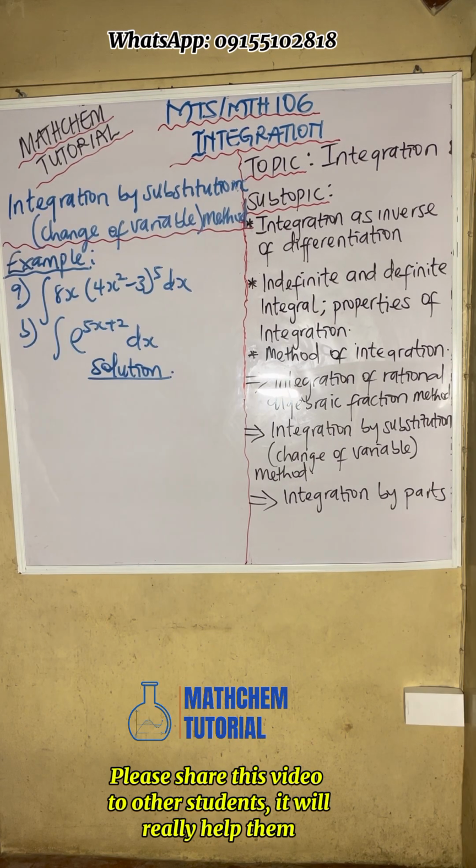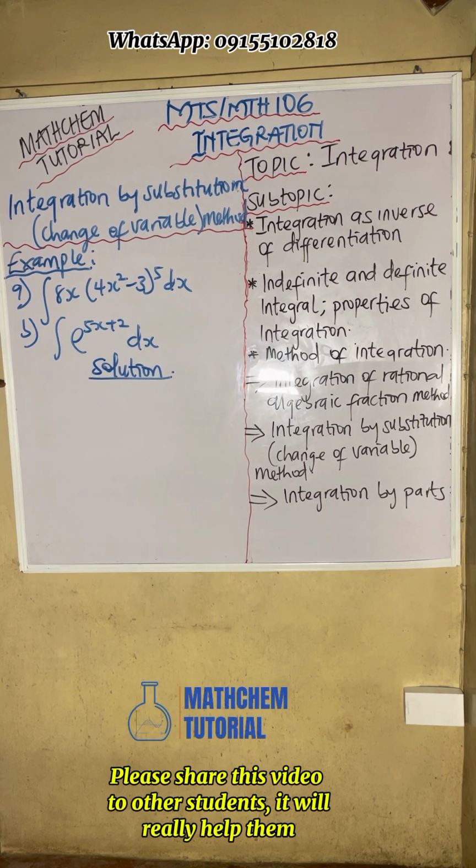Here is another method of integration, which is integration by substitution, that is the change of variable method. The example we have here is just 2. Now let's solve the first one. The first one we have here is the integral of 8x in bracket 4x squared minus 3 close the bracket to the power 5 dx.